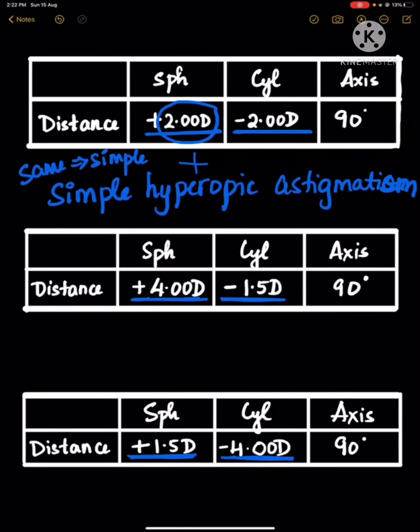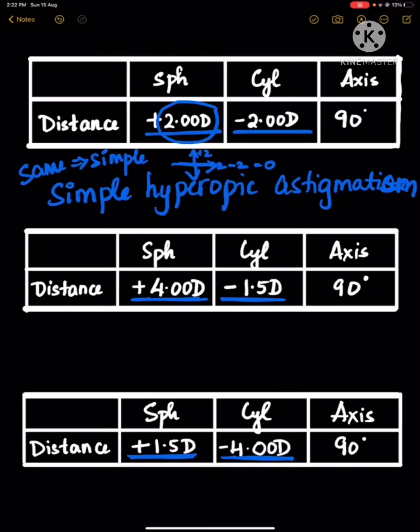I'll explain that again. See, when you give a sphere of +2D, +2 is acting in all the meridia. Now, -2 diopters at 90 degree will act in the 180 degree. So it's going to remove that plus 2 and it will become 0 in this meridian, whereas only plus 2 will remain in this meridian. And that is why it is actually a simple hyperopic astigmatism.